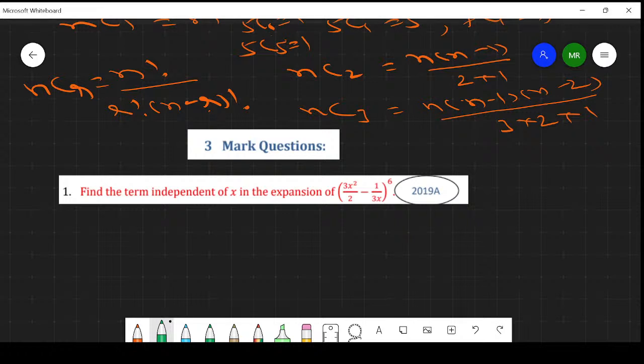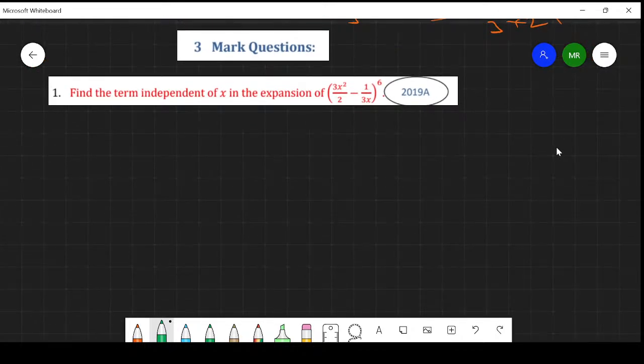Now you can see what I am going to explain. Find the term independent of x in the expansion. When they are asking independent term, remember, independent of x or coefficient of something, use the general term. So what is general term? I told you, T_(r plus 1) is your general term. I can write nCr, a power (n minus r), b power r. I can use this one to solve any problem, independent of x or anything.